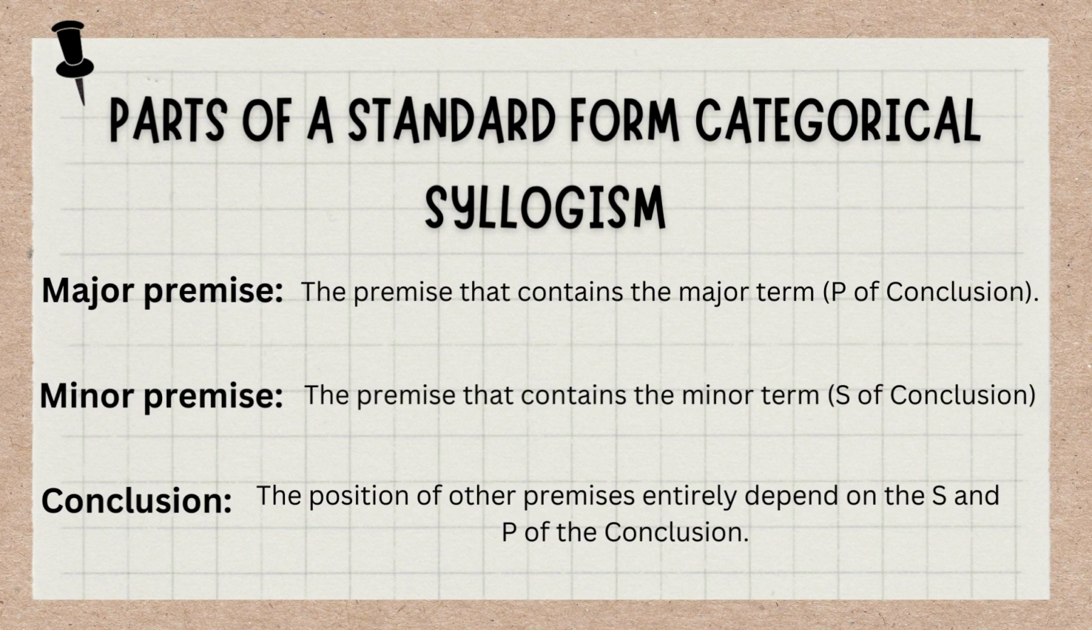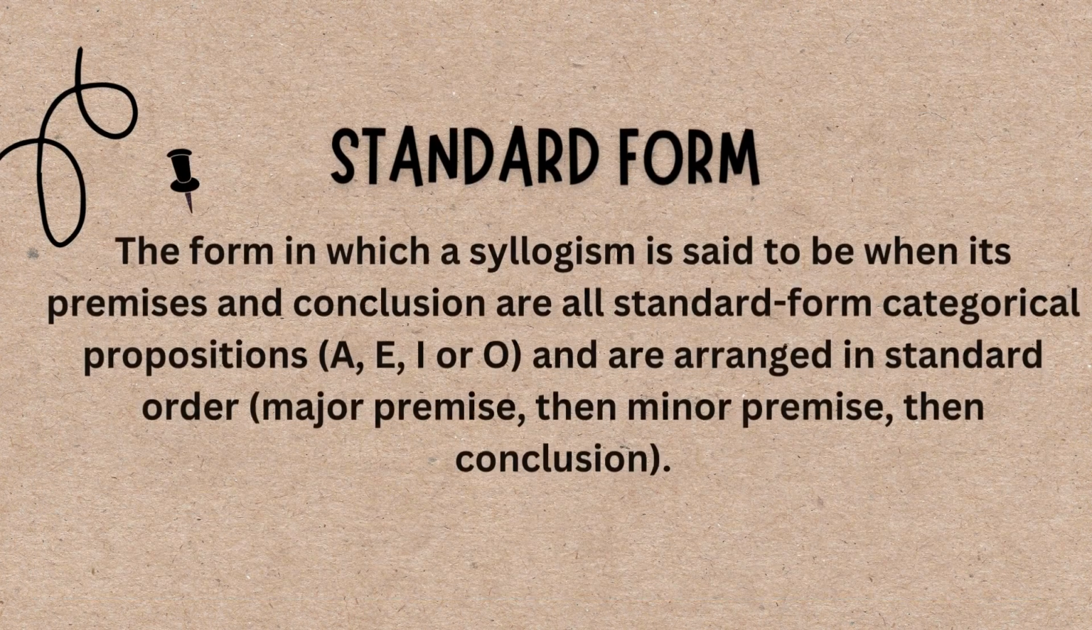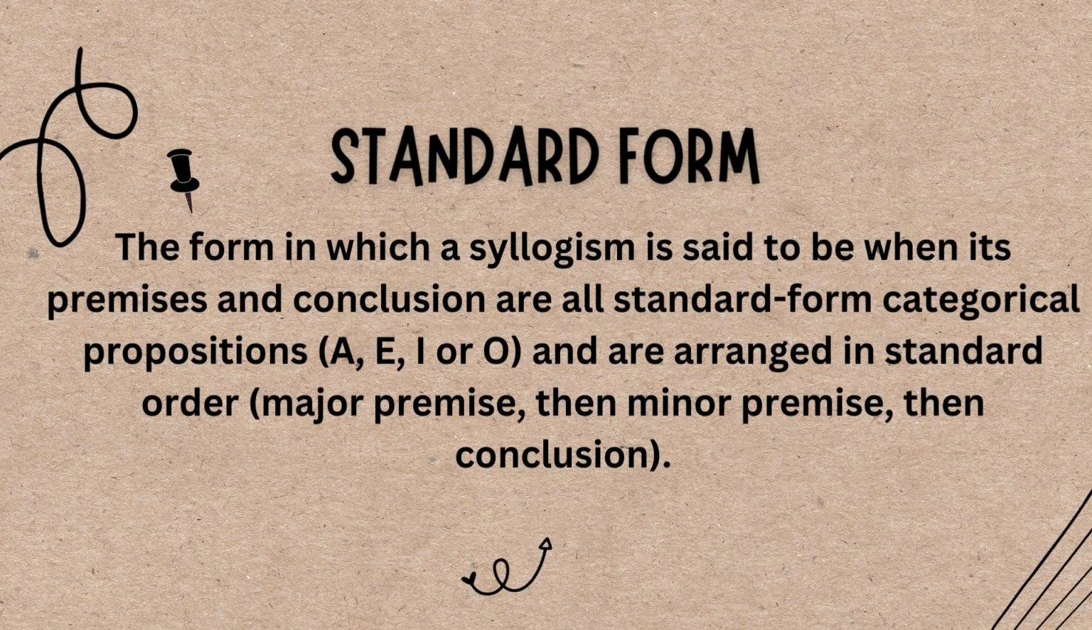Next, in today's video, we will be studying what the standard form is, the order of the premises, and the mood and figures. So let's see what standard form is. A syllogism is said to be in standard form when its premises and conclusion are all standard form categorical propositions A, E, I, or O, and are arranged in standard order, which means major premise, then minor premise, then conclusion.